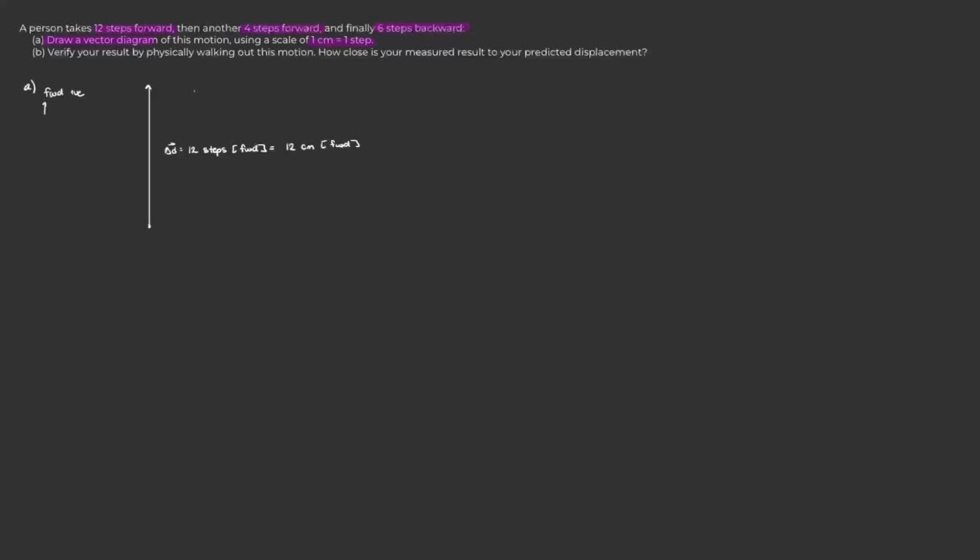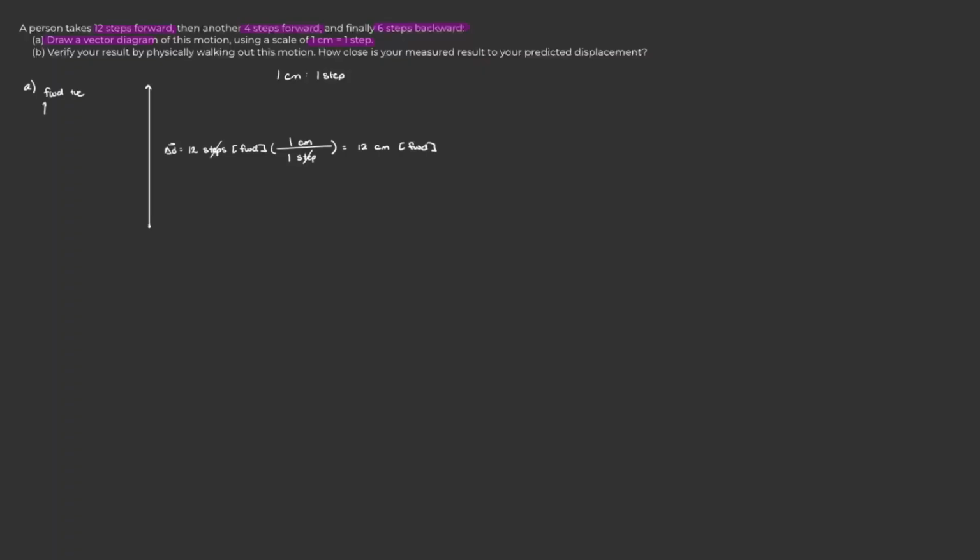Okay. Since 1 centimeter is 1 step, and the way we convert that, if we're using our good old method of converting, is since we know 1 centimeter is 1 step, okay, we want to get rid of the steps and get centimeters. So we're going to leave centimeters up here and steps down here. And we cancel out the steps, and this gives us 12 centimeters forward. Okay.